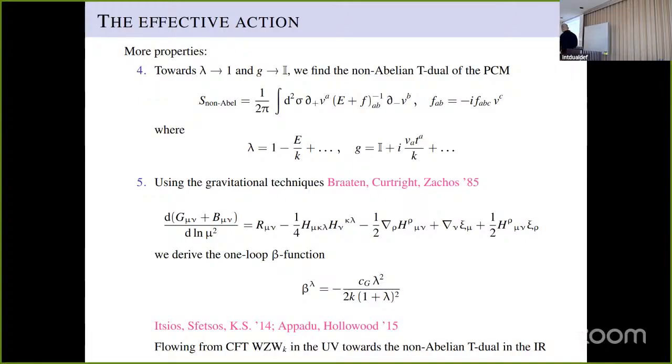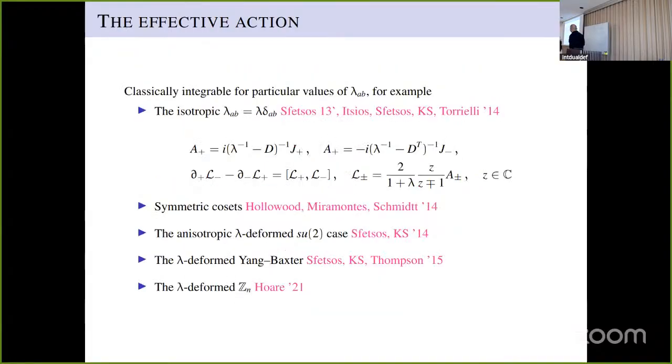On top of that, as we said, this expression matches the all-loop beta function found by Kutasov. Okay? So this is another reason why I name this the effective action of the Thirring model. So another property is that this is classically integrable.